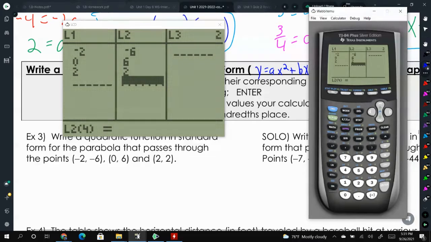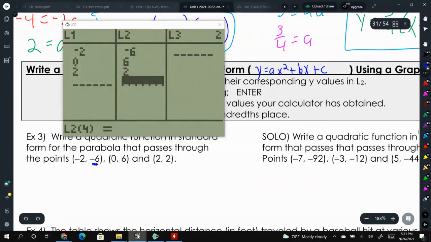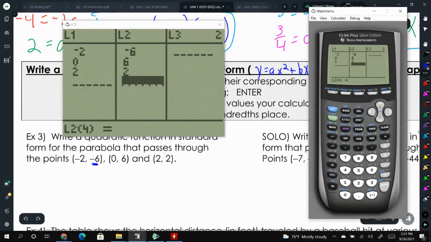The biggest mistake people make when we're doing this is mismatching your x's and y's in your list 1 and list 2. If -2 is your first entry in L1, then the corresponding y value, or in this case -6, must be the first entry in L2. It doesn't have to be in the same order. I could have put 0, 6 first, and we would still get the same answer. I just like going in the order that I'm given the points, especially since I put in my L1 first and then I go back and do L2. It just makes it easier for me.